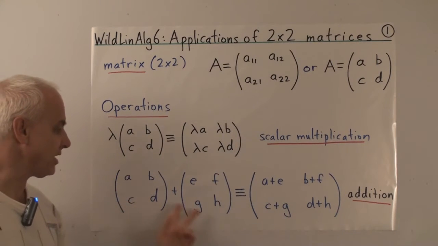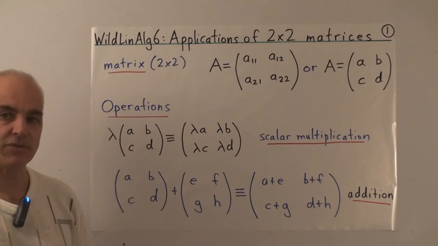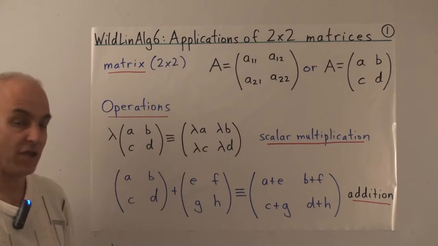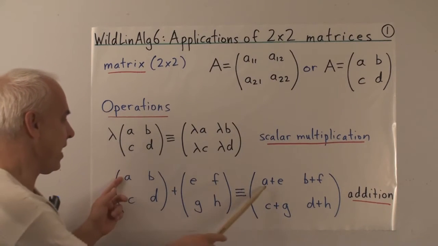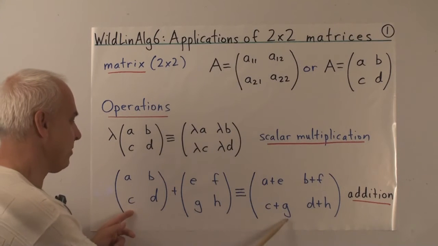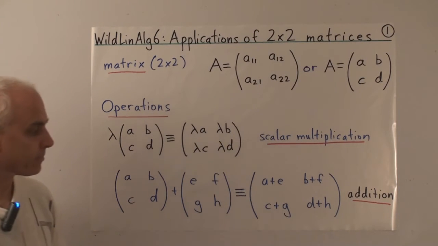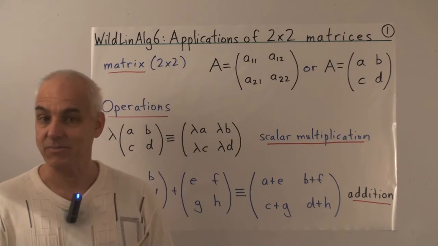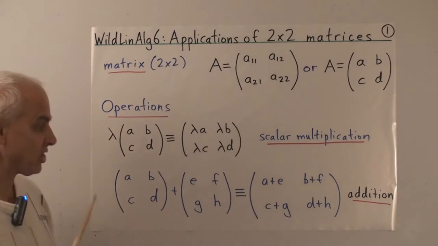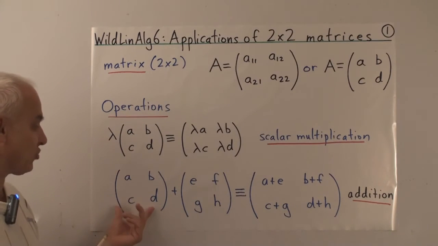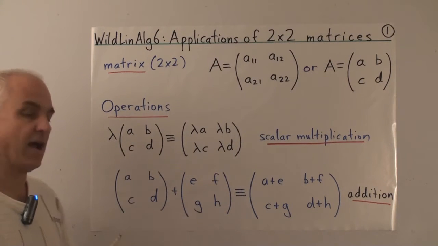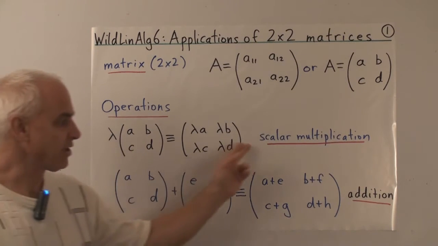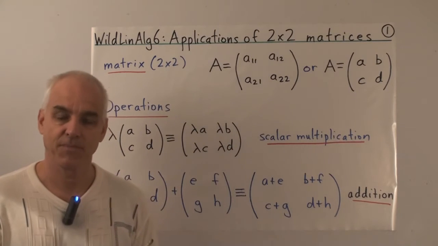And if we have two matrices, then we define the sum of the two matrices to be what we get when we add the entries in each component: A plus E, B plus F, C plus G, and D plus H. In fact, with these two operations, we don't actually need to define subtraction separately, because subtraction can be thought of as adding a matrix plus -1 times the other matrix. So subtraction is included in these. These are the two fundamental basic operations.